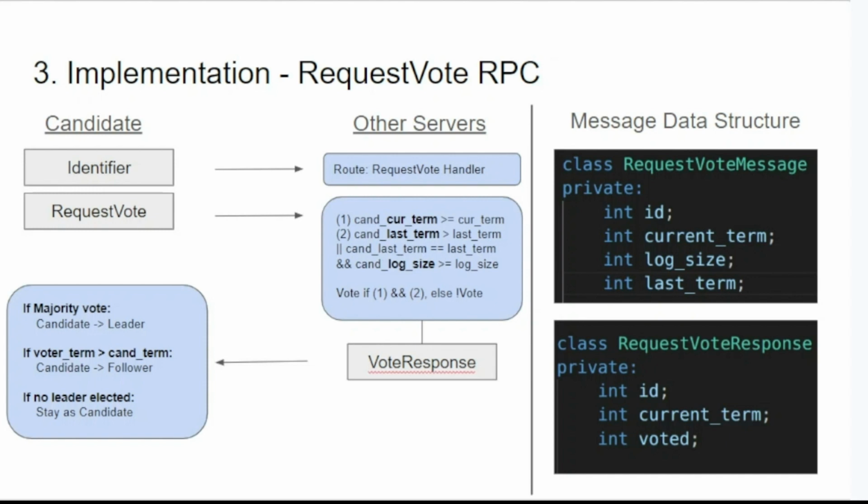In order for the receiver to vote yes, the candidate's current term has to be bigger than or equal to the receiver's. Additionally, the term of the last log at the candidate server has to be bigger, or if it is equal to the current server, there should be more logs in the candidate in order for the server to vote for the candidate. Otherwise, it votes no. As the candidate collects the votes, if the current vote count is the majority, it promotes itself as the leader. If the term is smaller than the voter's term, it demotes itself to the follower. Otherwise, a split vote has happened and it stays as the candidate.